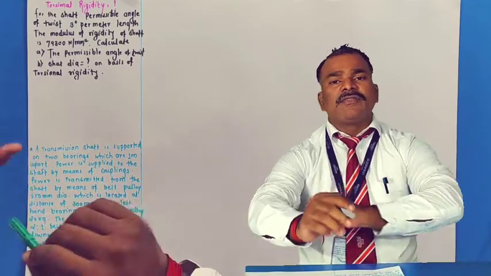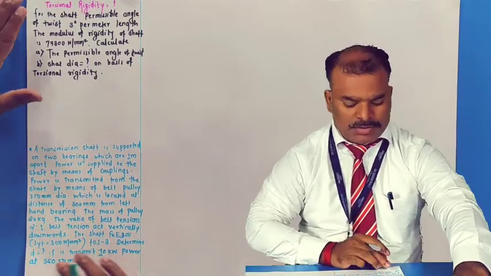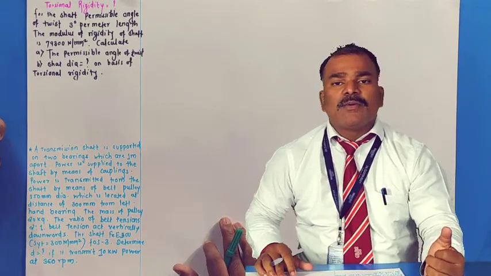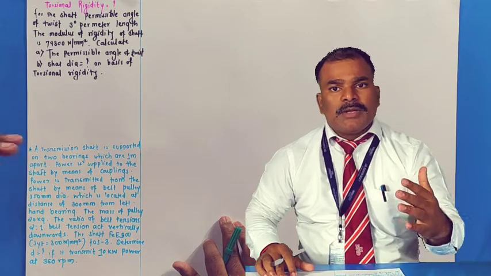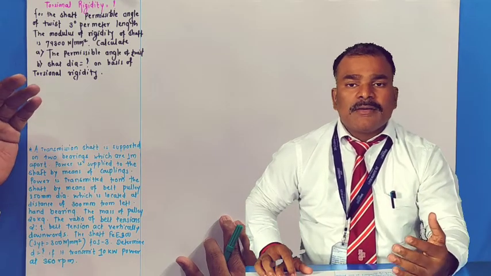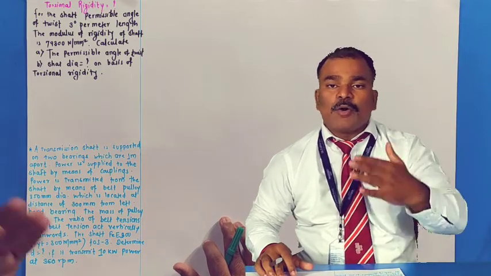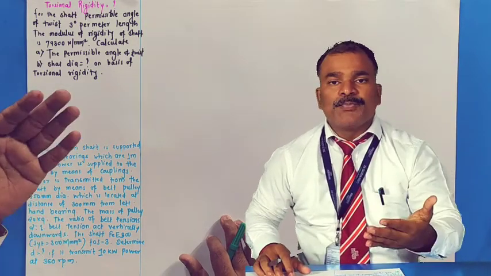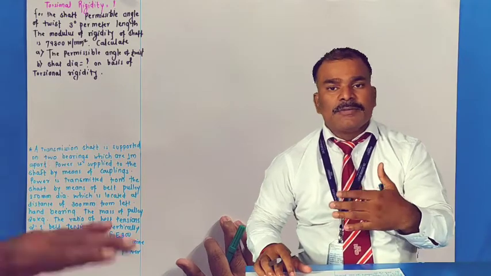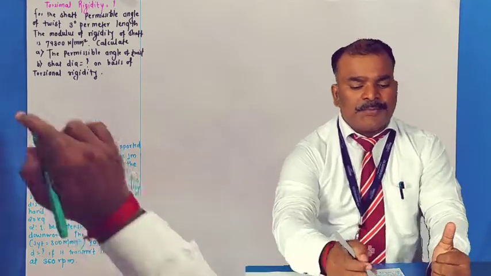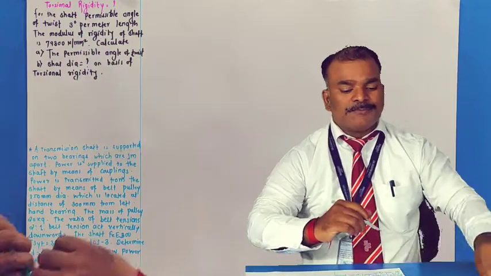In the previous session we saw the first numerical on shaft design, in which we saw how to calculate the diameter of the shaft. In addition to that, there will be numericals to calculate the diameter of the shaft on the basis of torsional rigidity. So I'll take the same previous numerical and add to it. This is the torsional rigidity numerical.